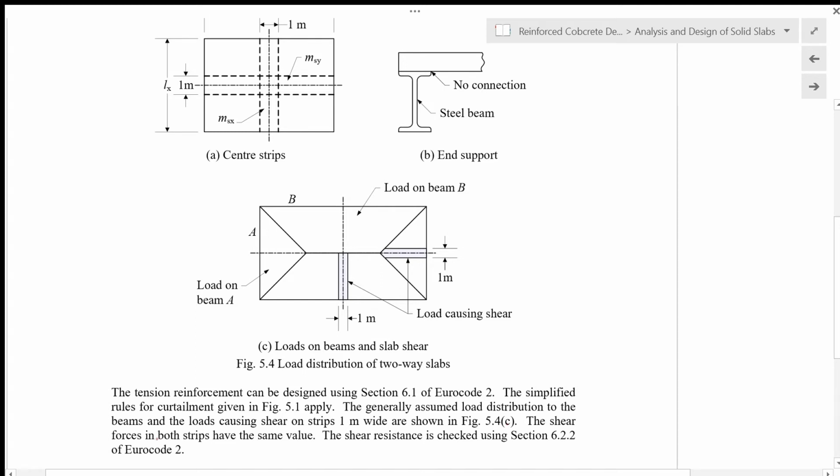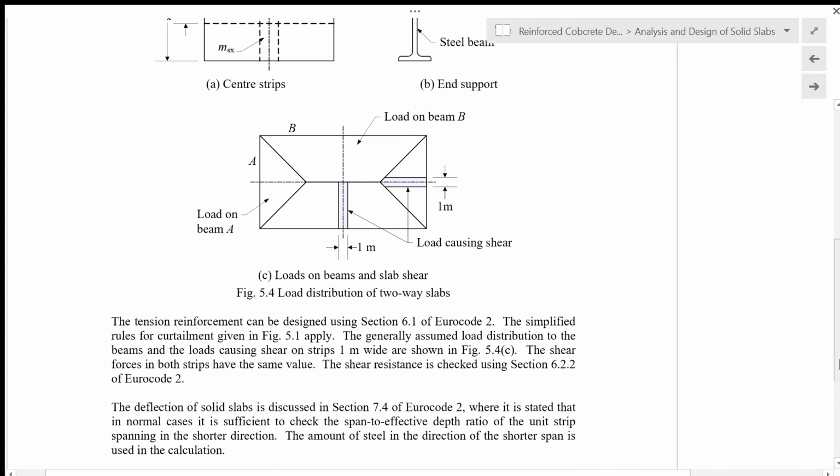So the shear forces in both strips have the same value. If you notice, the shear of this area load transferred to this beam is the same as the shear transferred to this beam, which equals the load applied on this shaded area. Okay, so these two areas are the same. The shear resistance is checked using section 6.2.2 of Eurocode 2, similar to the one-way spanning slab.